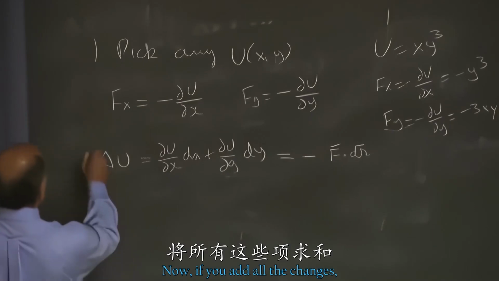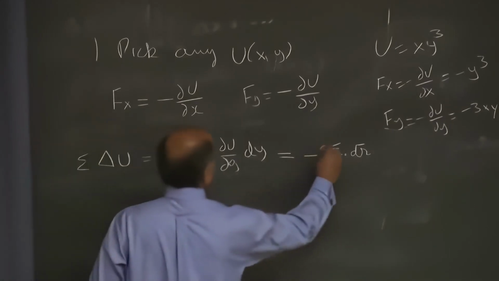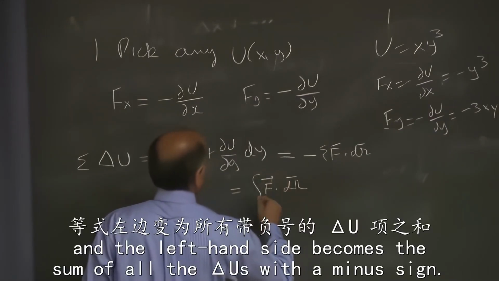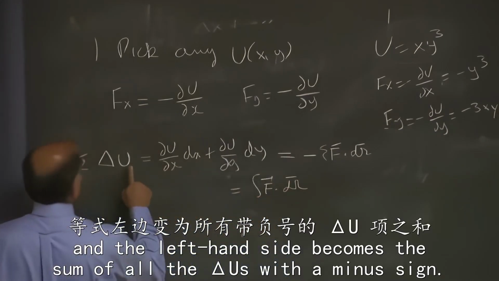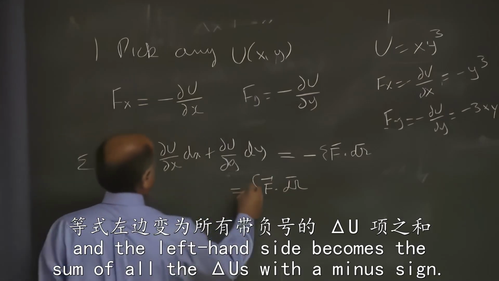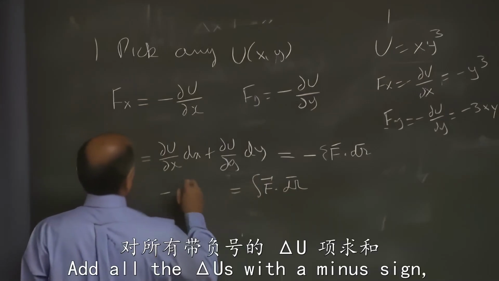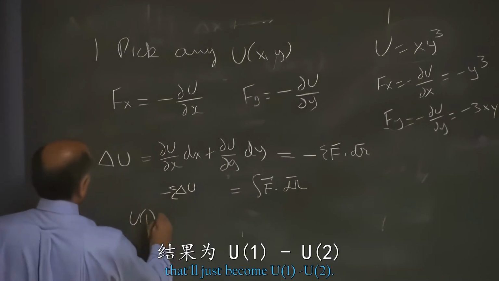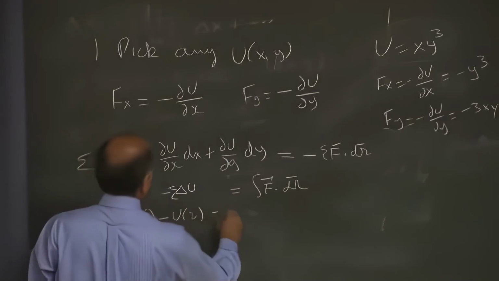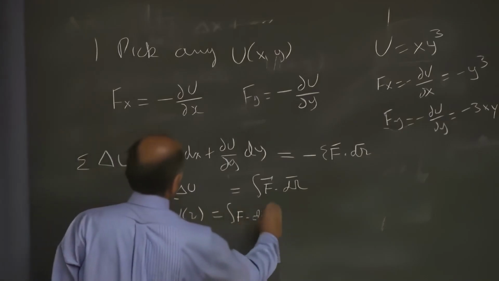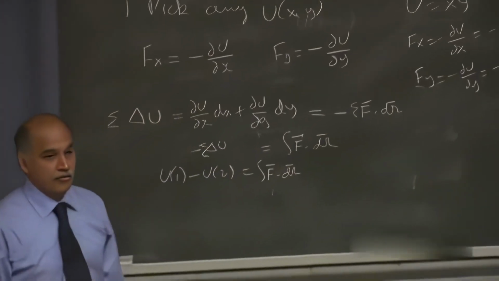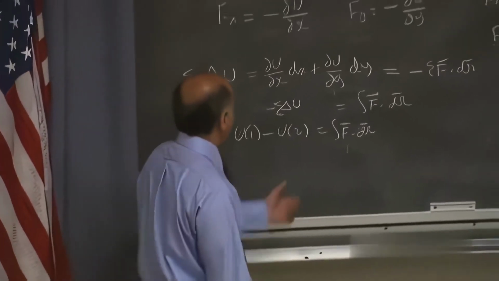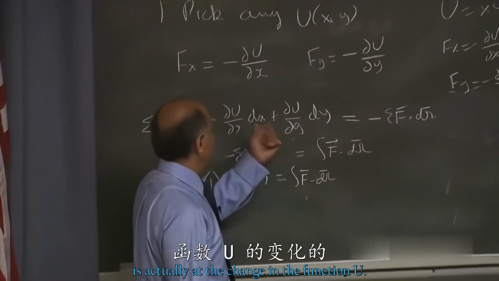Now, if you add all the changes, the right-hand side becomes the integral of F dot dr, and the left-hand side becomes the sum of all the delta u's with a minus sign. Add all the delta u's with a minus sign. That will just become u at 1 minus u at 2. It is cooked up so that F dot dr is actually the change in the function u.